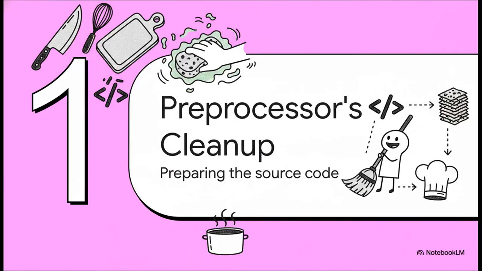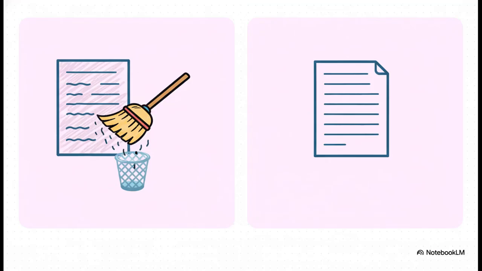All right, first stop on our journey is the preprocessor. Now, you can think of this guy as the prep cook in a busy kitchen. Its job isn't to cook the main meal, nope. Its job is to get all the ingredients, your source code, chopped, cleaned, and perfectly ready for the head chef, which is the compiler. So, what's the first thing on the prep list?